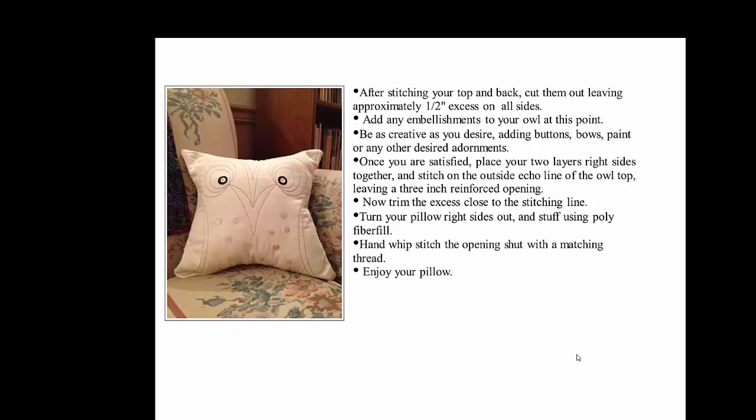Once you are satisfied, place your 2 layers right sides together and stitch on the outside echo line of the owl top, leaving a 3-inch reinforced opening. Now you can trim the excess close to the stitching line. Turn your pillow right sides out and stuff using polyfiber fill. Hand whip stitch the opening shut with a matching thread. Don't forget to have fun.